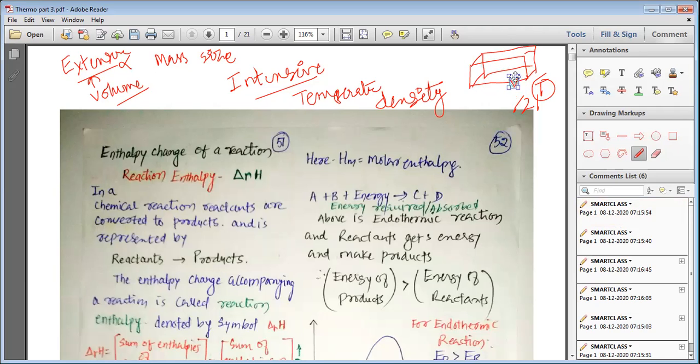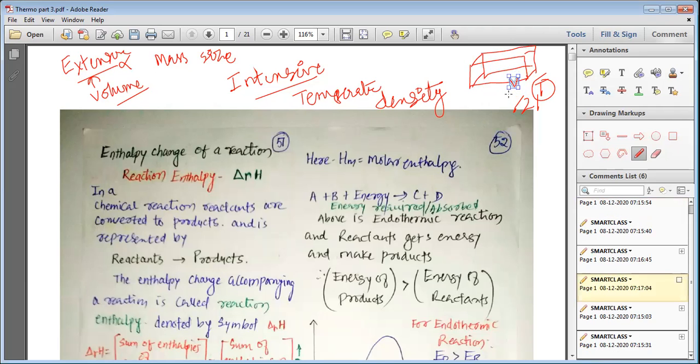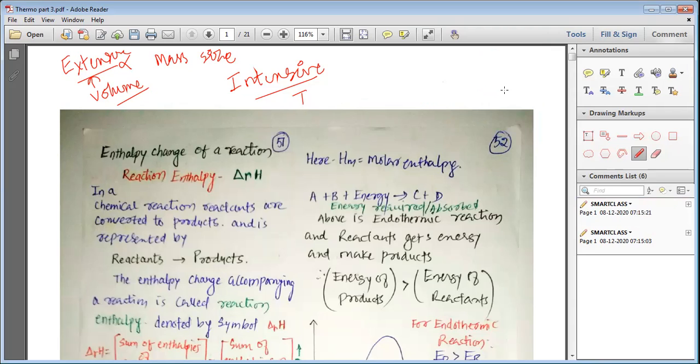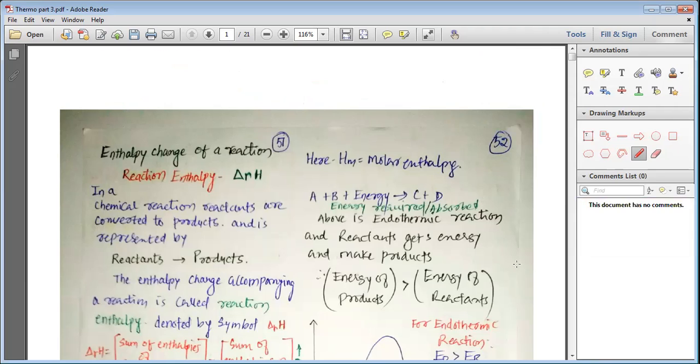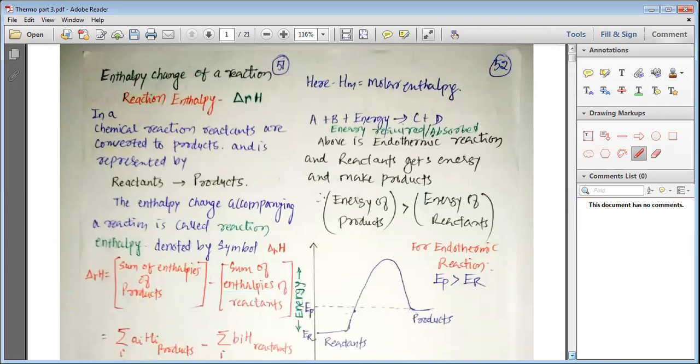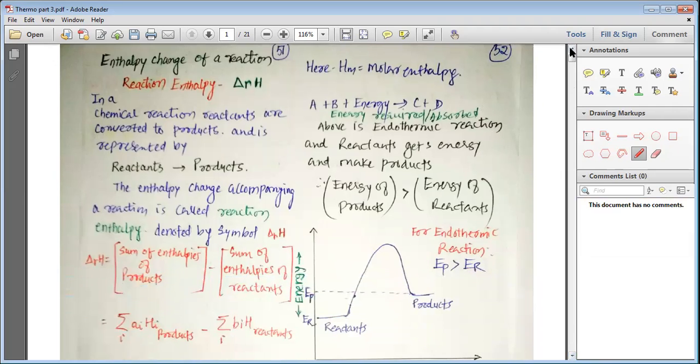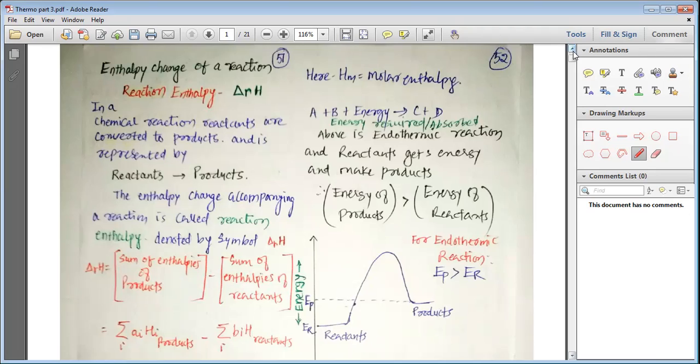And as the temperature remains the same, we can say that temperature does not depend upon the size and matter that is present in the system, but volume depends upon the size and matter present in the system. And that is why volume is an extensive property, whereas temperature is an intensive property.